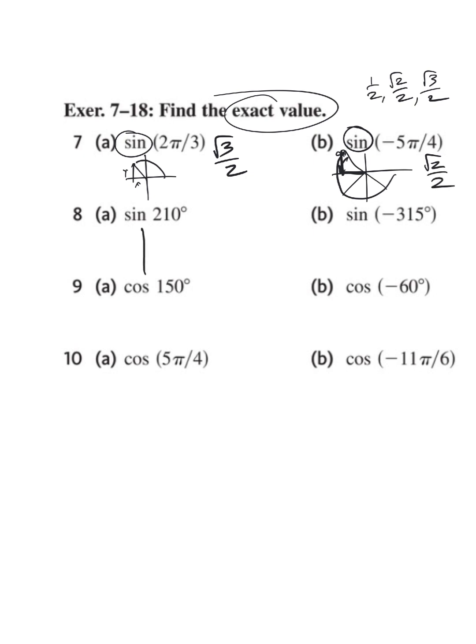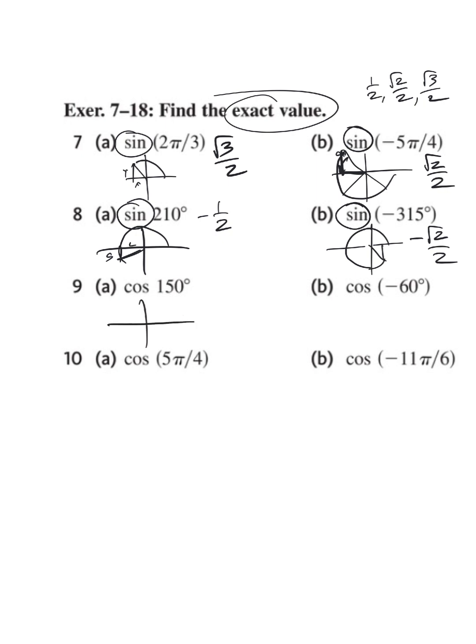Sine of 210 degrees. So there's 180 plus 30 more. And again, the y value in this case is the short leg. So it's 1/2, but it's negative because you're in the third quadrant. 315, so 270 plus 45 more. So this is a 45-degree reference. So what is the y value? A negative square root of 2 over 2.